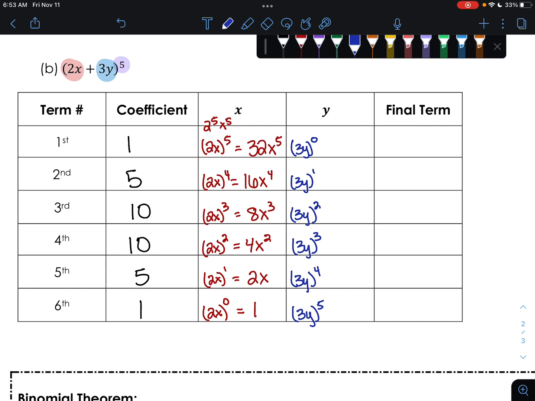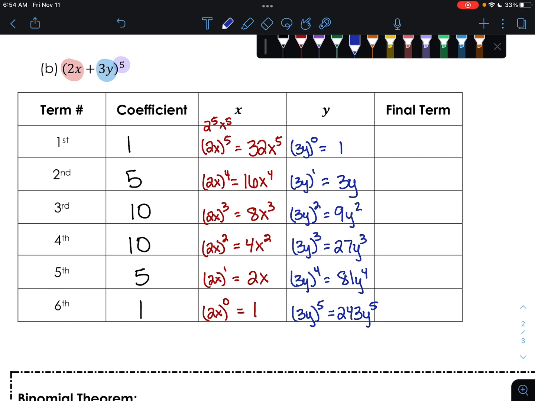And now we're going to go ahead and simplify them or write it out. So 3y to the 0 is 1. 3y to the 1st is just 3y. 3y to the 2nd is 9y to the 2nd. 3y to the 3rd is 27y to the 3rd. 3y to the 4th is 81y to the 4th. And 3y to the 5th is 243y to the 5th power.